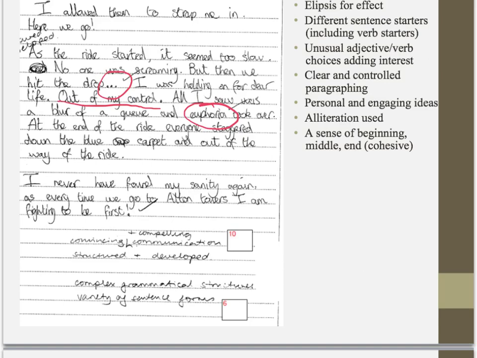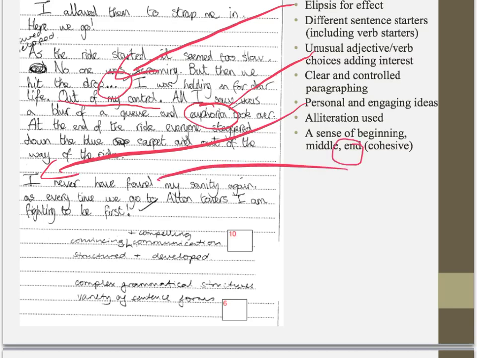So things I thought were impressive: the ellipsis for effect, different sentence starters, which we thought about the verbs on the other slide, unusual vocabulary choices. Paragraph is clear and controlled, it's personal, and it engages. There's a sense of humour here as well. And there's definitely a sense of beginning, middle and end. Okay, so that's an A star. Question 5, response.